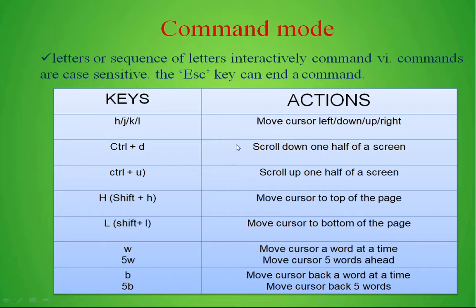Then Control D is there to scroll down one half of the screen. If you press Control and D, it will scroll your screen down by one half. Control U is there to scroll up one half of the screen. Then capital H, or Shift H, moves the cursor to the top of the page.